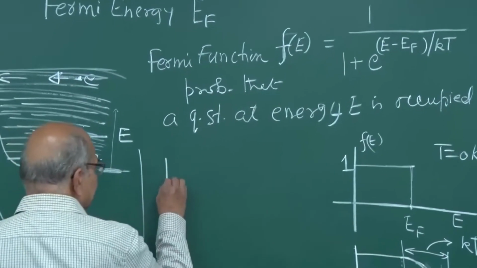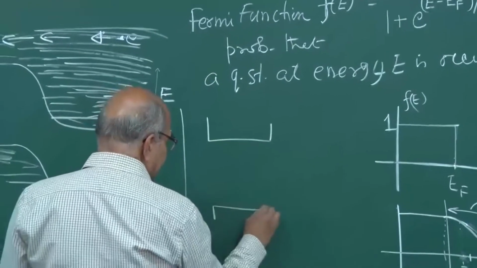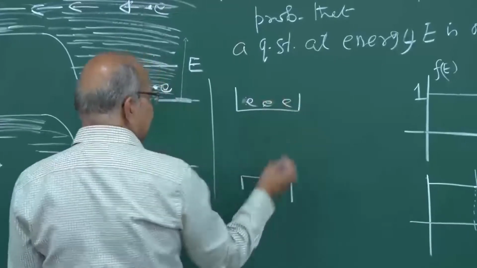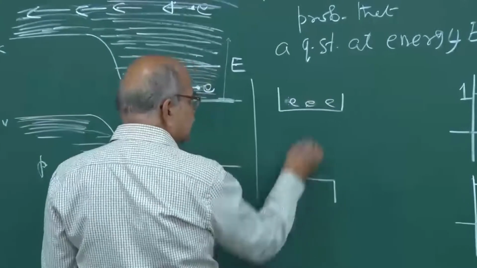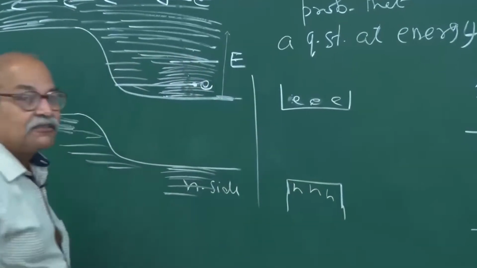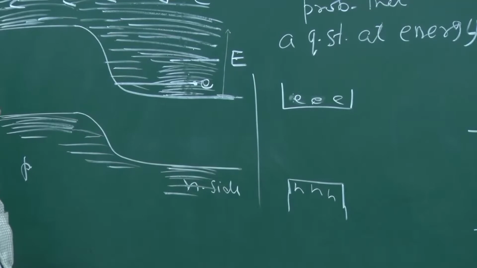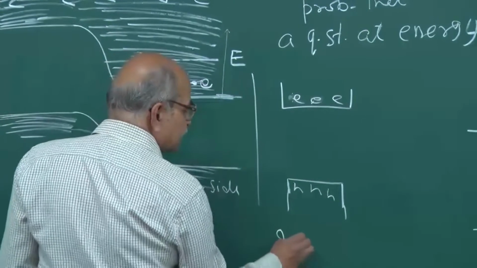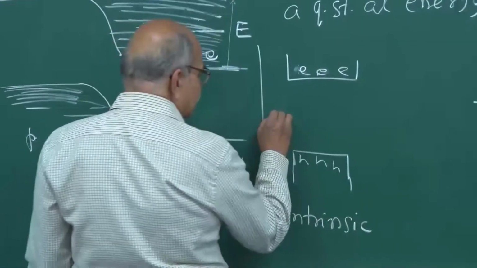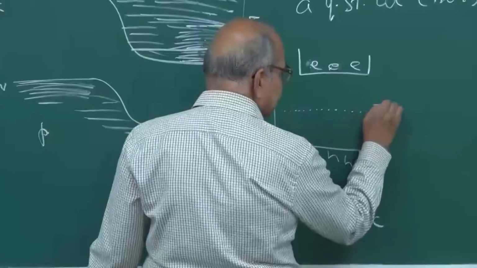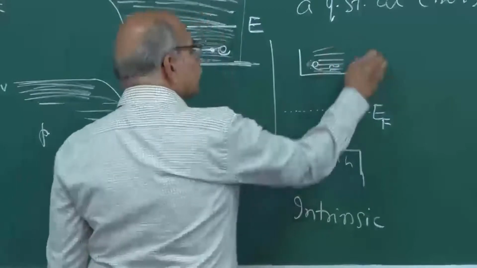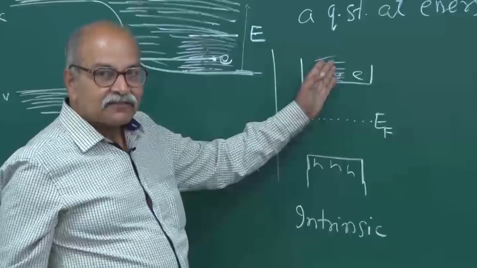So in intrinsic semiconductor, we say that you have small number of electrons here only because of thermal thing. Some electrons jump from there to there, and you have some holes here. Where is the Fermi energy? The Fermi energy is, this is intrinsic. So Fermi energy is almost at the middle. This is EF.